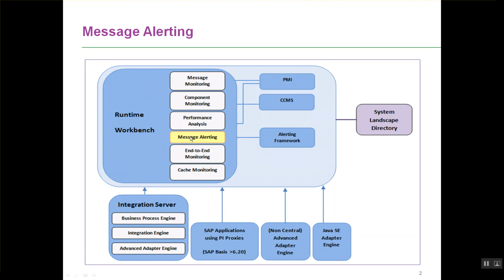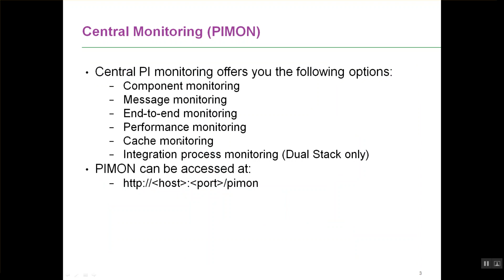Okay, so message alerting enables you to trigger automated alerts to a recipient in the event of a failure, and you can define conditions for the failure, you can define how many alerts are to be triggered, and so on. You can define priorities, you can define escalation paths. A lot of cool stuff can be done in the message alerting functionality.